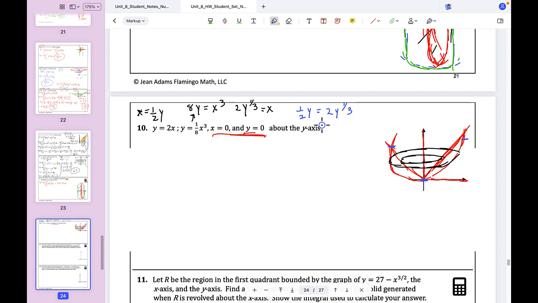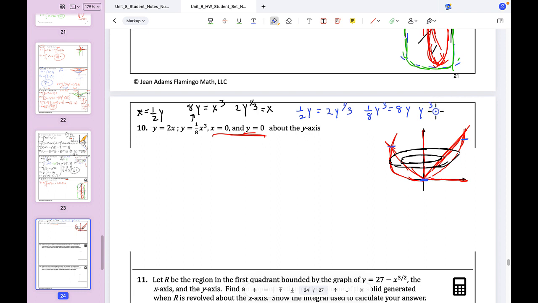Is that going to be easier? Let me see which one's going to be easier to do. Okay, so I'm just going to raise both sides to the third power. So that'll be 1/2 to the third power, so that's 1/8. Y to the third equals 8y. Okay, so let's multiply by 8 on both sides.